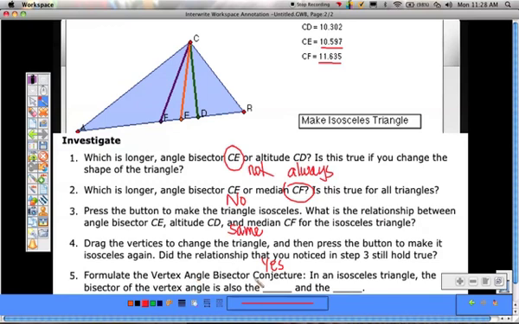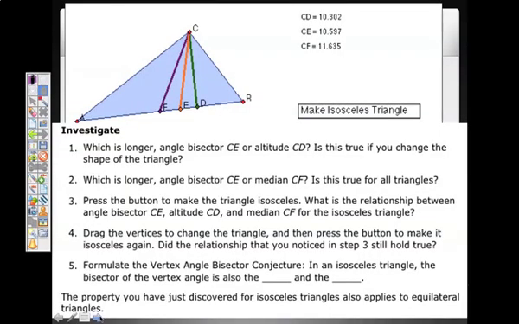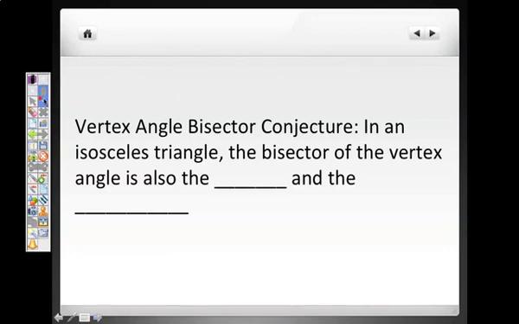In an isosceles triangle, the bisector of the vertex angle is also the altitude and the median. And this is true in an isosceles triangle. So it means that these 3 will be the same measurements if the triangle is isosceles. So let's practice using this conjecture. Let me go back here. Okay, so practice. All right, so again, here's the vertex angle bisector conjecture.